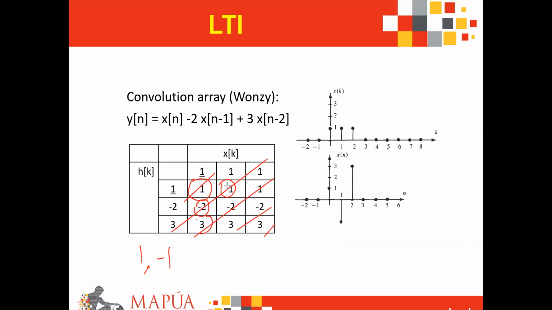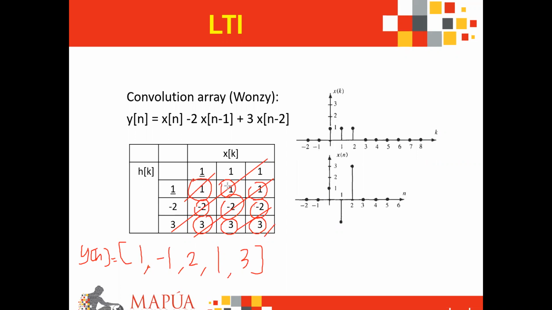Then here, ito yung result. 3 plus negative 2 plus 1. Di ba? 3 plus negative 2 is positive 1. Plus 1, therefore, it's 2. Then here, 3 plus negative 2 is simply 1. And finally, this one, 3. This is now your output response. O di ba, ito rin yung nakuha natin.